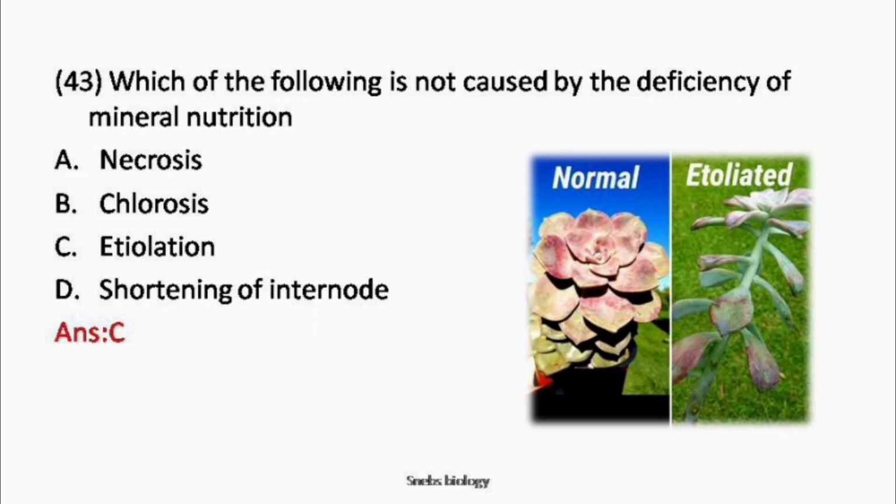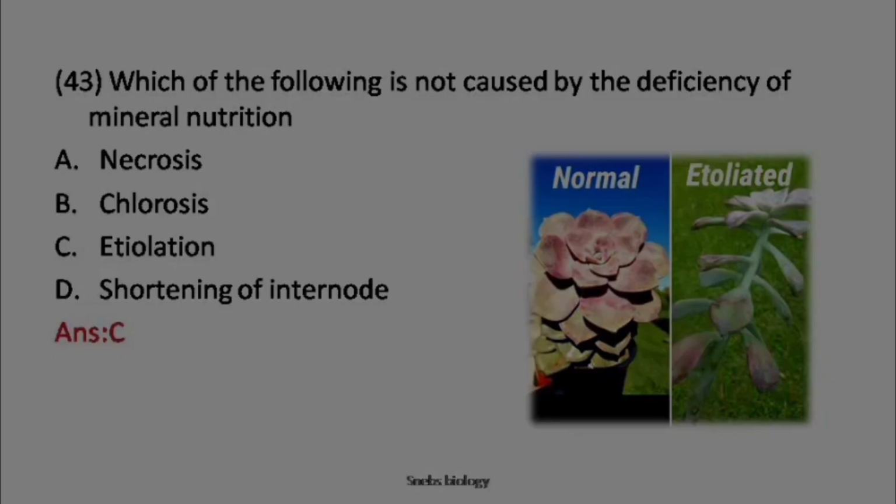So, chlorosis, necrosis and shortening of internodes are important deficiency symptoms which are caused due to deficiency of mineral elements in plants. Etiolation means growth of plant in absence of sunlight. As sunlight is an important requirement for chlorophyll biosynthesis, these plants will be pale in color and have thin elongated internodes. So the correct answer is etiolation.